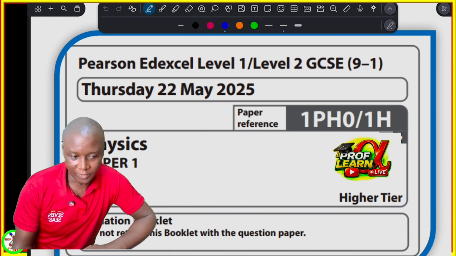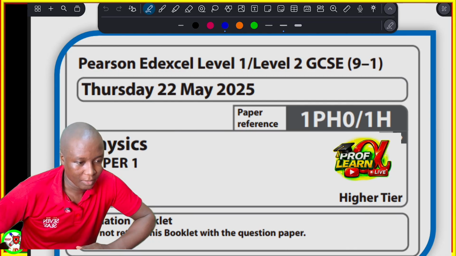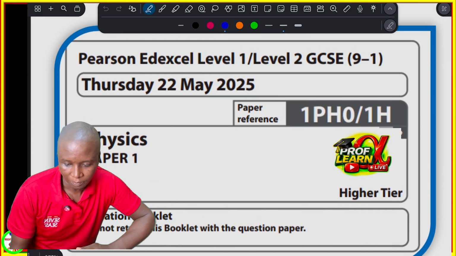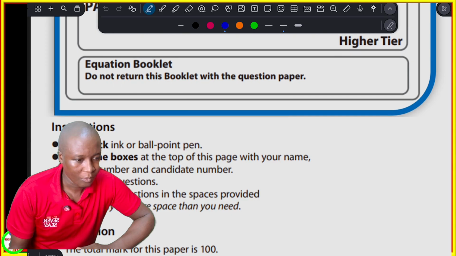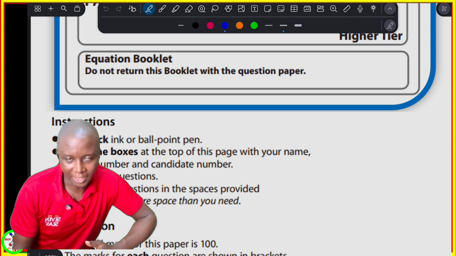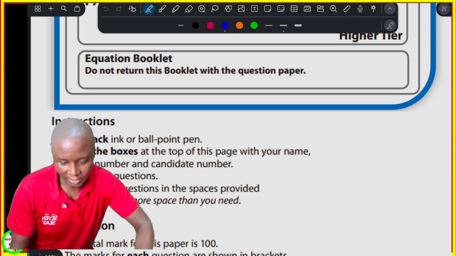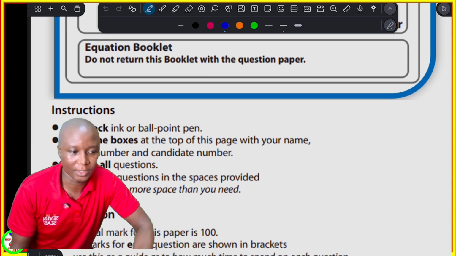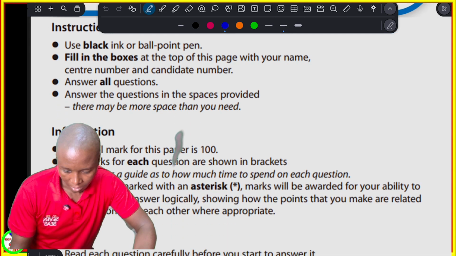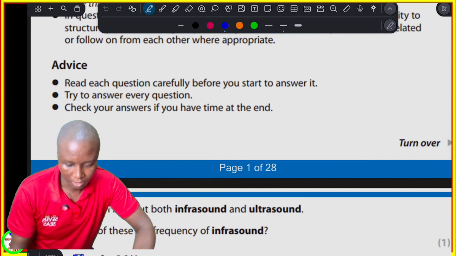In this particular video, we're going to have a discussion of this paper, physics paper 1H. We are going to discuss what the main areas and key points you should follow are in the process of answering different questions in GCSE Maths paper 2 physics. So in this tutorial, we're going to go through the main areas that you must focus on as far as this particular exam is concerned.